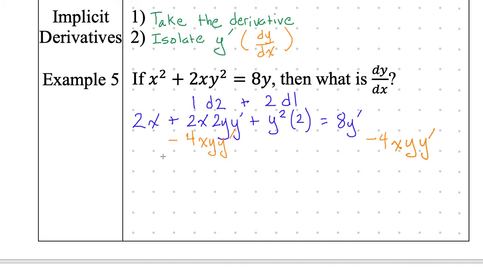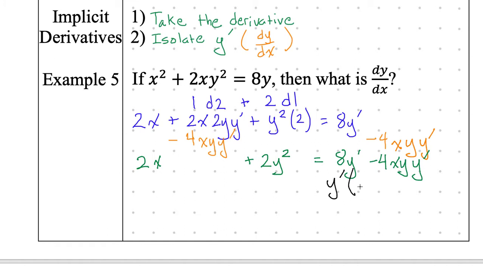Can someone read out what I have? 2x plus 2y squared, right? Is equal to 8y prime minus 4xy y prime. Perfect. So now we need to get the y primes even more isolated. So I can factor out a y prime.